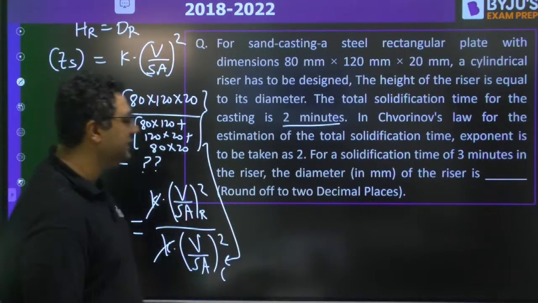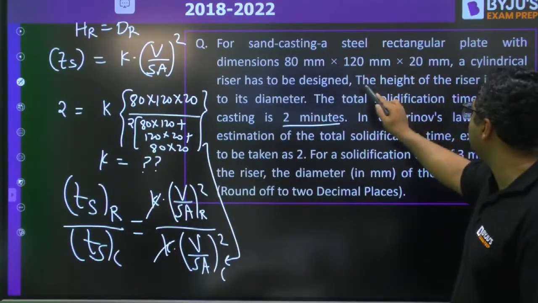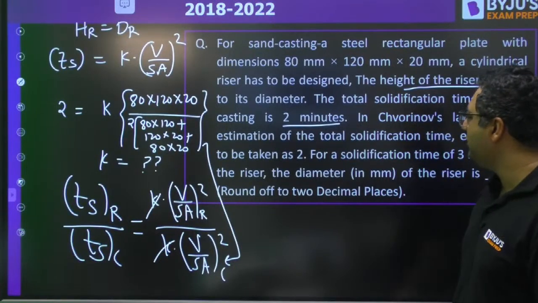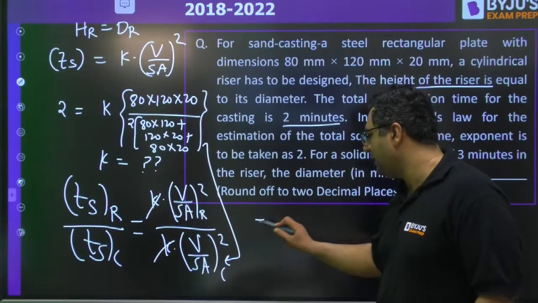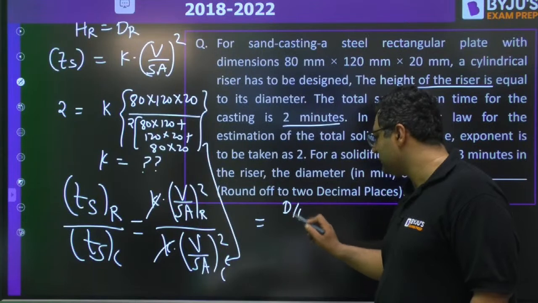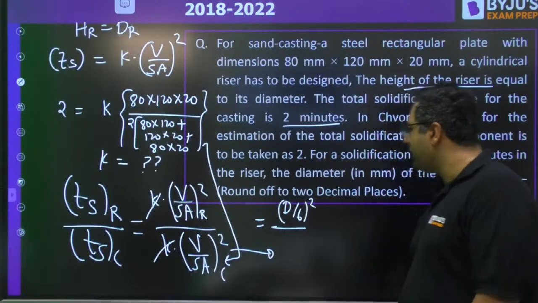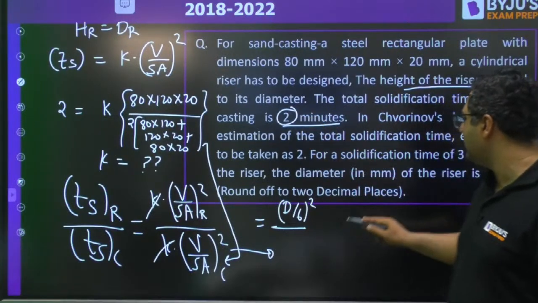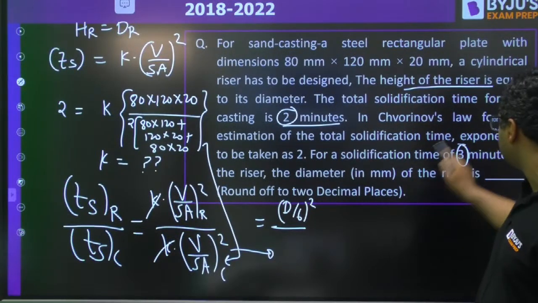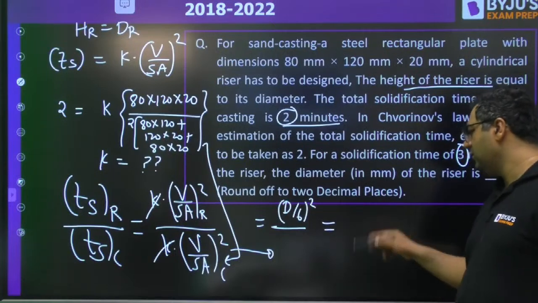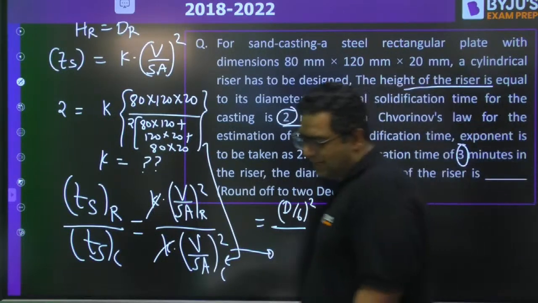And for the riser, as they have mentioned, diameter is equal to the height. They are saying steel rectangular plate with this, the height of the riser. They have mentioned that diameter is equal to height, which is generally for the side riser. So you will get D by 6, whole square, divided by whatever you are writing here. The ratio is known to us, both the times are given to us: 2 minutes and previously it is also mentioned 3 minutes. So you will just find the diameter by equating it. Tell me what answer you are getting, guys.